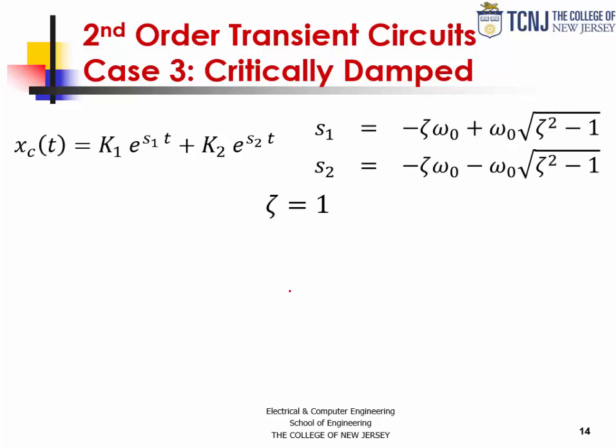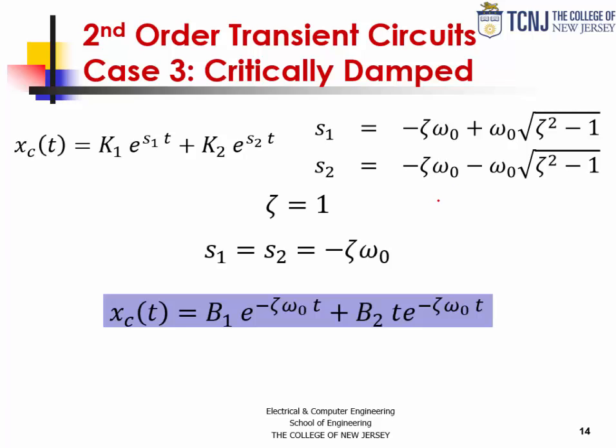And the third case is when theta is equal to 1. In that case, this term is going to be 0, and we're going to have two repeated roots that are real, and they are equal to minus theta times omega naught. In that case, the general form of the equation is a constant times e to the minus theta omega naught t plus another constant times t times e to the minus theta omega naught times t.